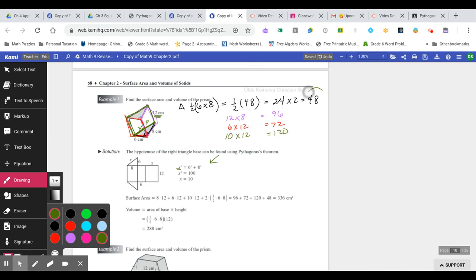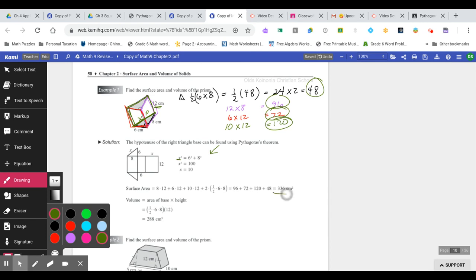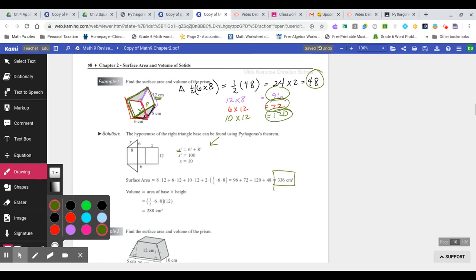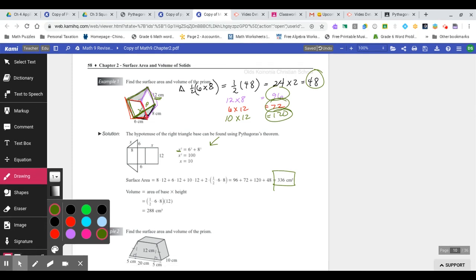Now you take all of these pieces together, and you add them up, and you will arrive at 336. Notice they put 336 centimeters squared. Leave off the centimeters squared until you're all done. And when you give me your answer, then put your units in area. Area always is found with squaring your units. Okay, that is really the only thing that you have to show you, and that is to take apart your picture.